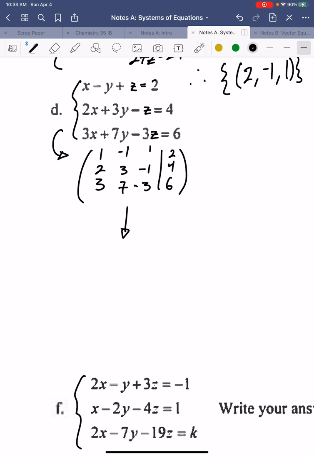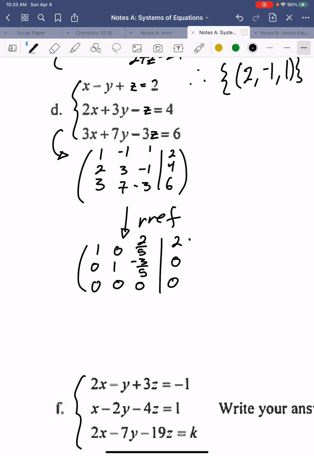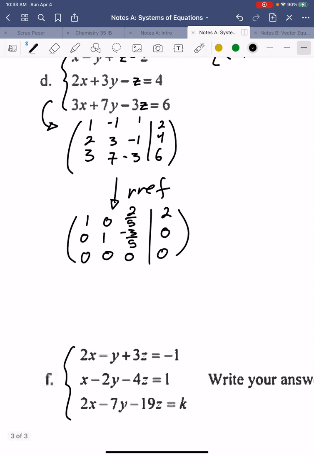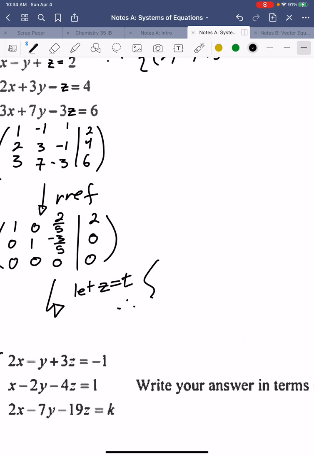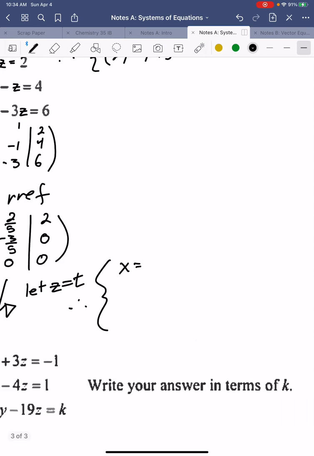We now have 1, 0, 2/5, then 0, 1, -3/5, 0, and 0, 0, 0, 0. So now we have infinite solutions. So we don't even have to convert to a system. I can just say let z equal t. Therefore, we have the system x equals 2.